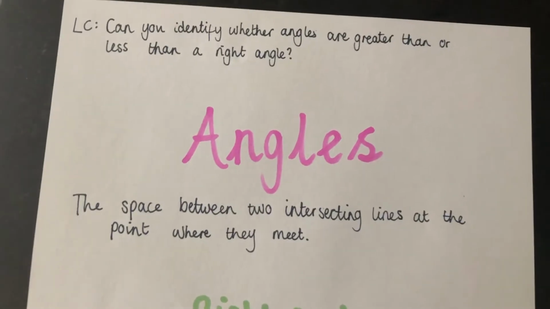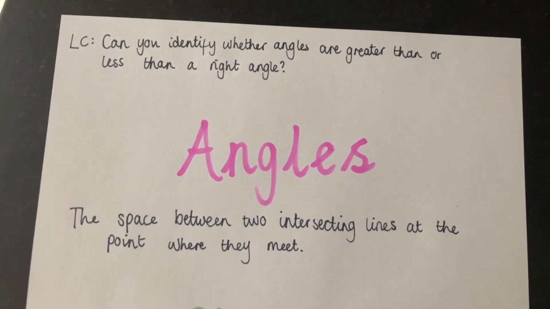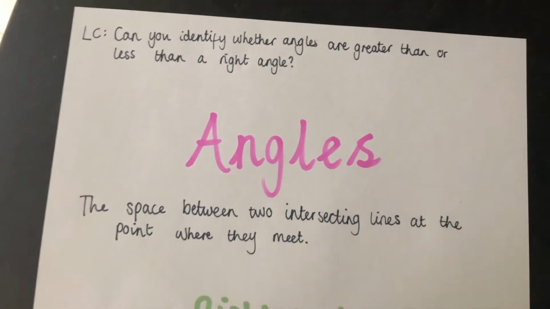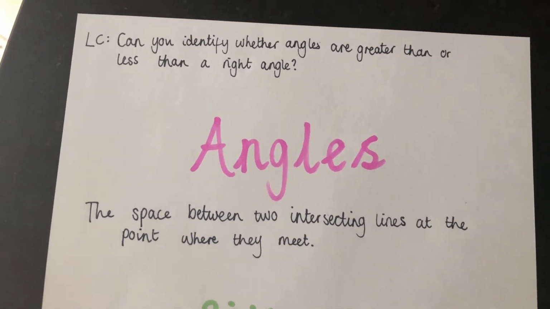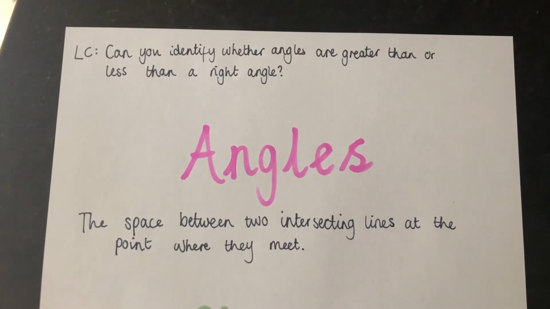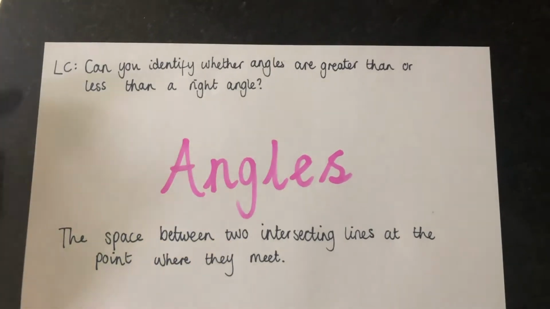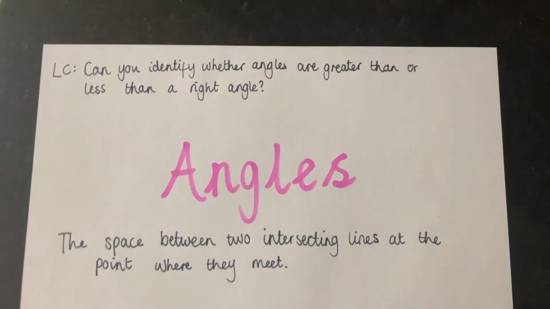So I've got the definition here of what an angle is. It's the space between two intersecting lines at the point where they meet. So if you think about two lines that meet together, you measure that space between where they meet, and it's measured in degrees, and that's what an angle is. So in our learning challenge, we want to know angles that are greater than or less than a right angle.